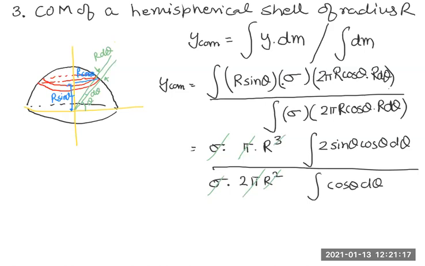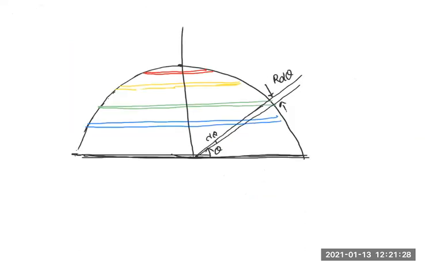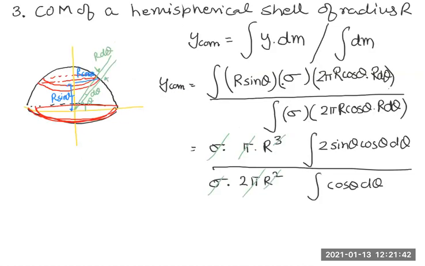Now for the limits of integration. So for this ring, यहाँ पे I've already made the diagram. For this ring, theta is equal to 0, and for this guy, theta is equal to 90 degrees. So the limits of integration are from 0 to 90.